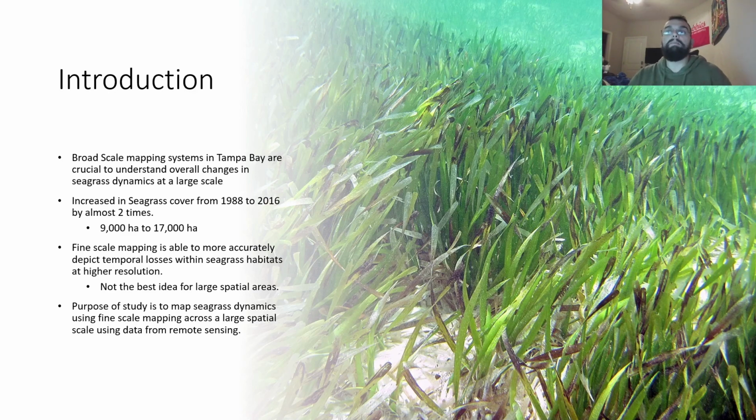Fine scale mapping is more accurately able to depict temporal losses within seagrass habitats by season or just in general losses over a short period of time, but hasn't been used as much for large spatial areas because of its difficulty to set up. The purpose of this study, however, was to map seagrass dynamics using a fine scale gradient or fine scale resolution across a large spatial scale using data from remote sensing.